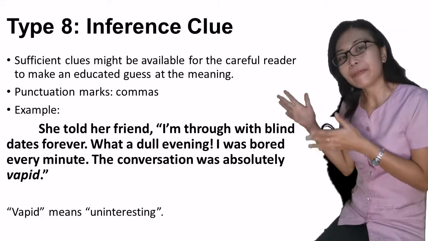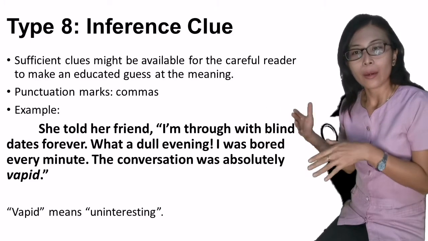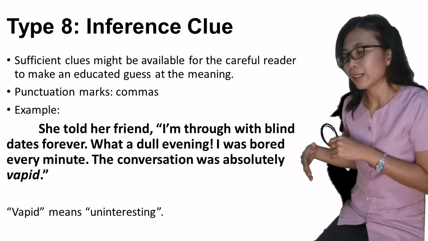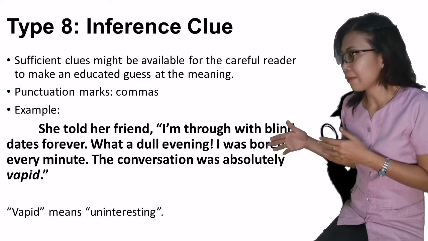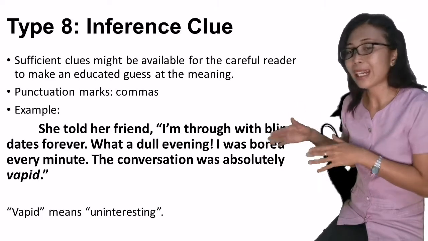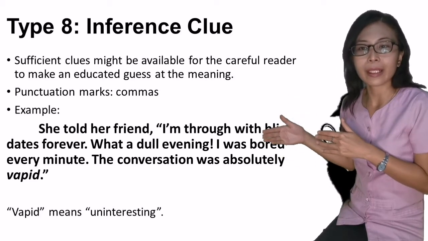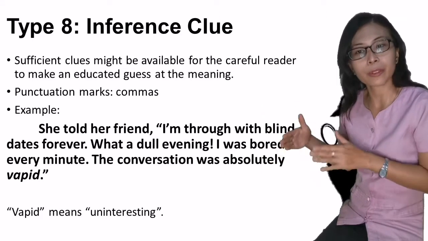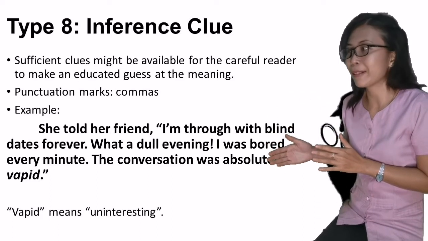From the word infer, which means you're going to guess what will happen next or what the future holds. That is guessing. Sufficient clues might be available for the careful reader to make an educated guess at the meaning. So, when you are going to make inference, you have to look at the available specific details in order for you to come up with a good guess. That is what we mean by inferencing.